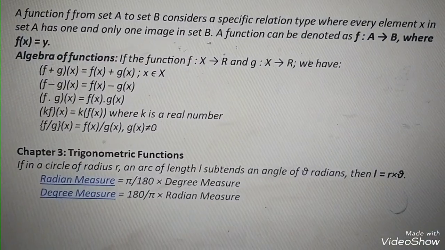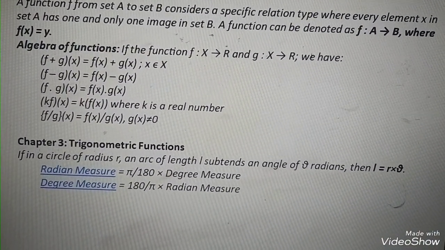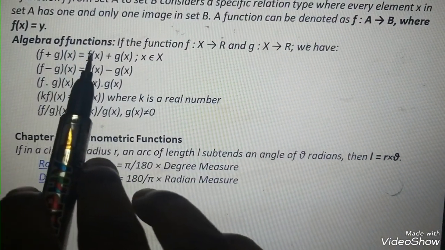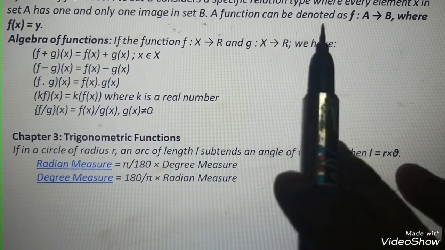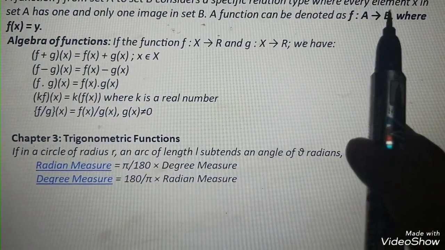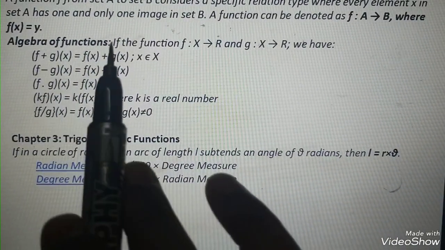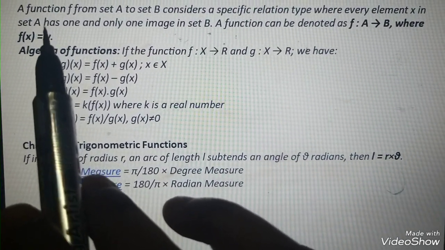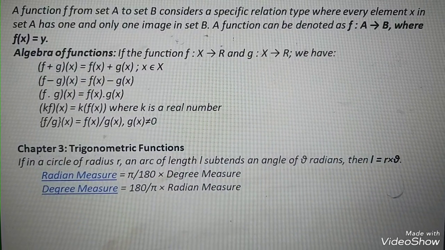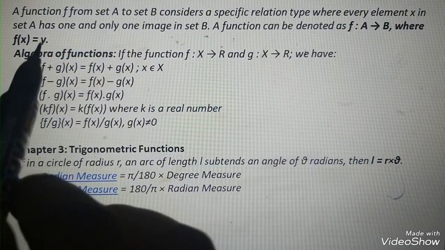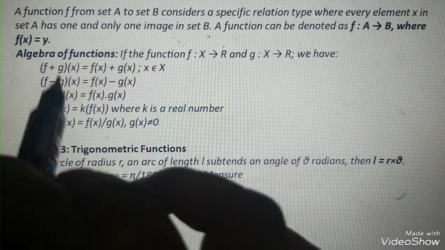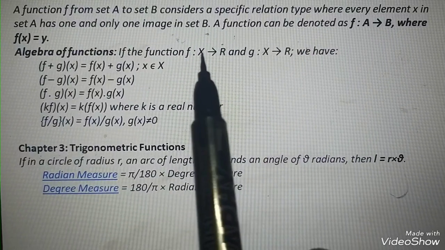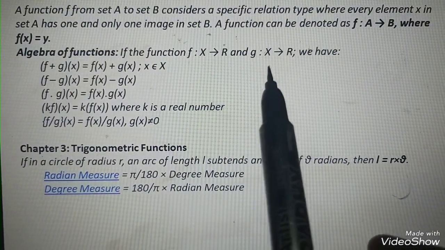Now next, a function from set A to set B is considered a specific relation type where every element x in set A has one and only one image in set B. A function can be denoted as f from A to B where f of x equals y. So this is the function we have to write whenever from an element in A we have only one image in B. Okay, algebra of functions, f from x to R and g from x to R.